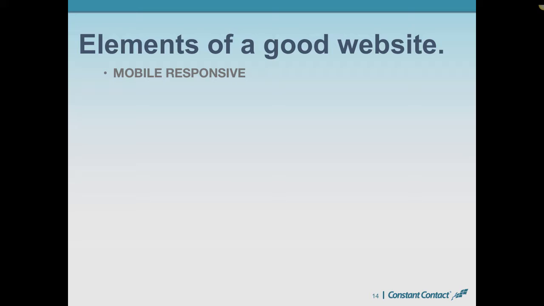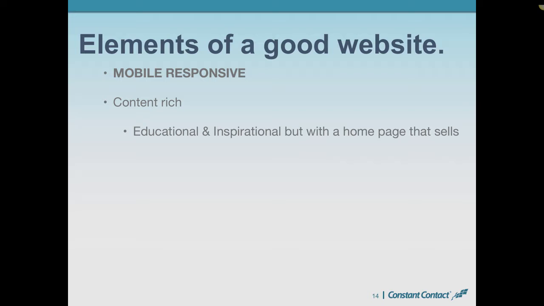WordPress works off of a template system, so you'll pick a template to build your website within. You'll basically pick a decorating package, and you want to make sure that your template or decorating package is mobile responsive. Another element of a good website is that it has good content. Most people come to your website to get content. They want to learn about your business, they want to be educated or inspired, and they also want to have access to what you sell.